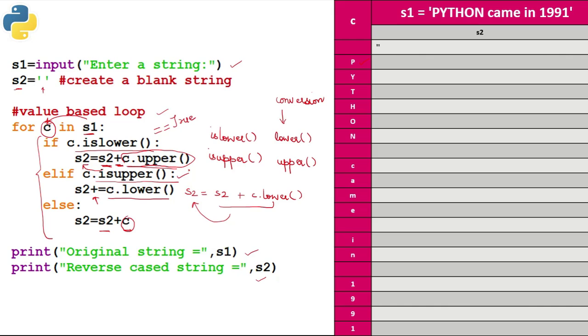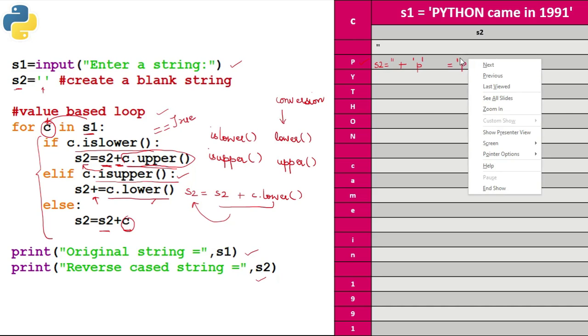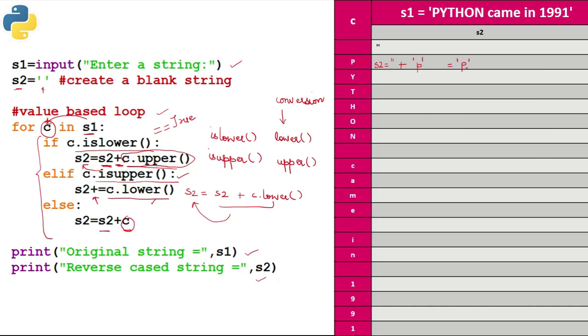c.isupper() is true. So S2 is equal to c.lower(). What S2 is already having, see, it's having quotes. So it's going to look somewhat like this. I'll show you for the first 2-3 iterations. Quotes plus lowercase of capital P is small p, and then this is going to get assigned to S2. So this is going to evaluate to a blank string plus small p. So my character is going to be small p, that is going to go into S2.